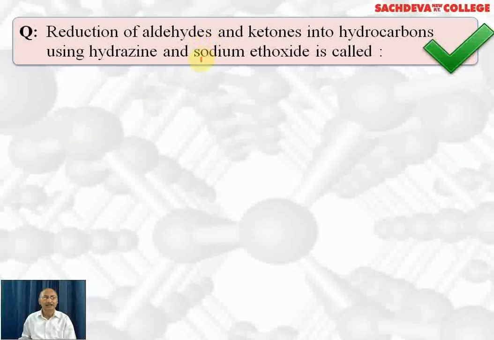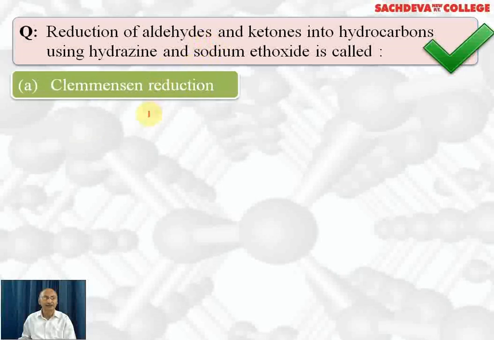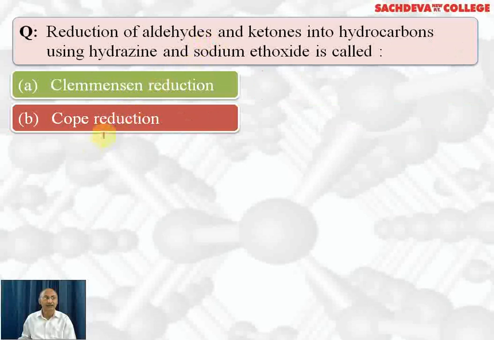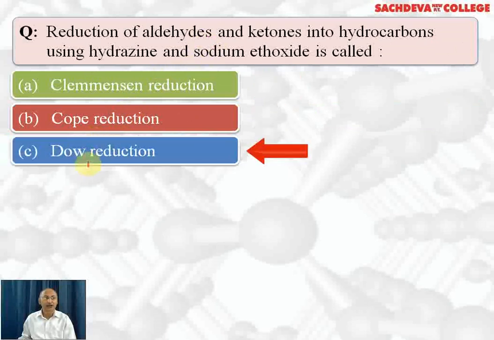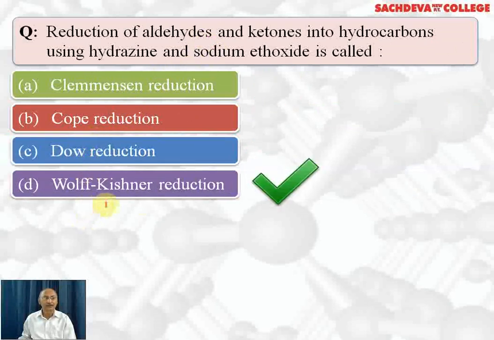Reduction of aldehydes and ketones into hydrocarbons using hydrazine and sodium ethoxide. Clemmensen reduction, no, because here we use amalgamated zinc and conc HCl. Cope reduction, no. Bouveault-Blanc reduction, no. Wolff-Kishner reduction is the correct answer. In Wolff-Kishner reduction, aldehydes and ketones are reduced to the corresponding hydrocarbon using hydrazine and sodium ethoxide.